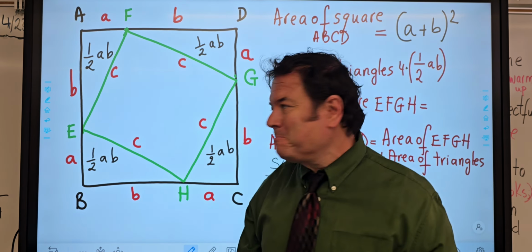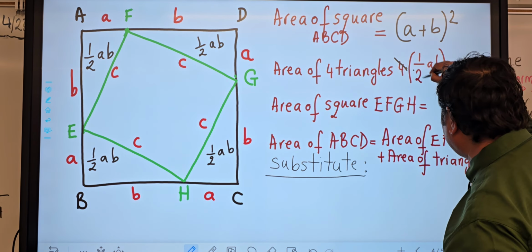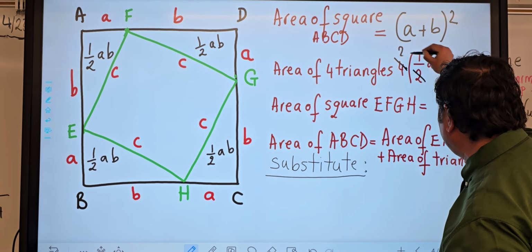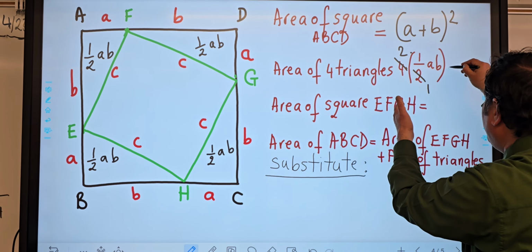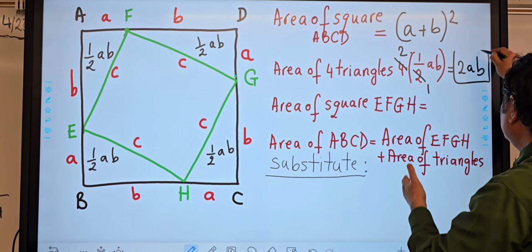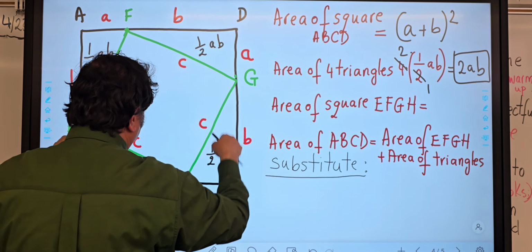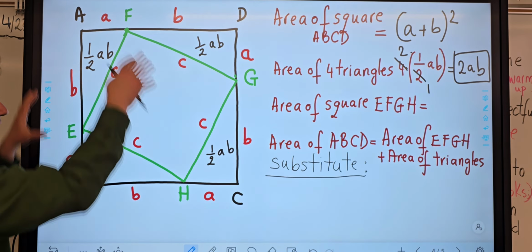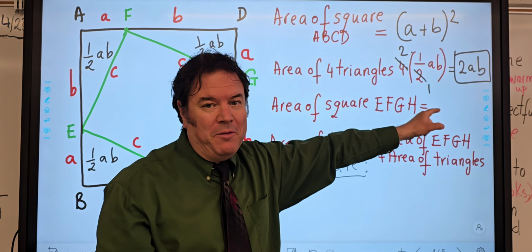It only makes sense. If we simplify, 4 divided by 2 is 2, and then we multiply 2 times AB, which becomes 2AB. So the area of all 4 triangles together is 2AB.